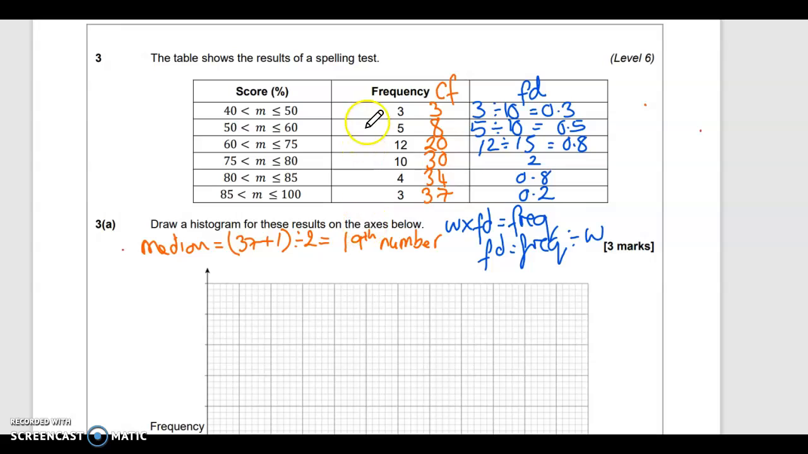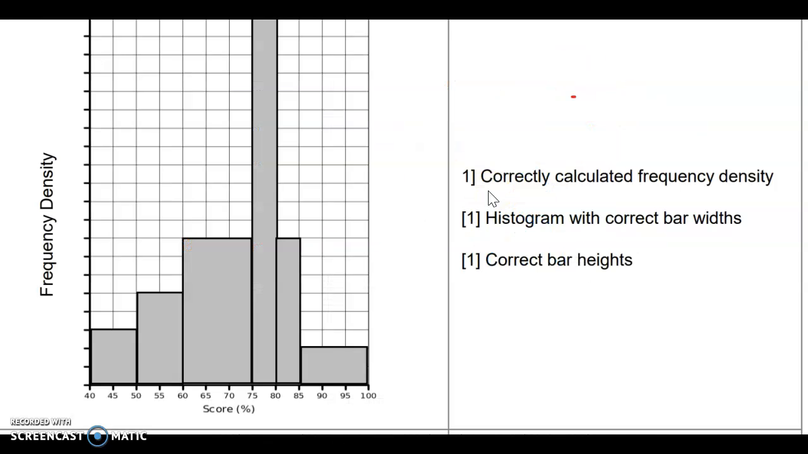So the 19th number is not in the first bar because that's only up to the third number. It's not in the second bar because that's up to the 8th number, but it is in the third bar, which is up to the 20th number, so it's in here, okay? So we need to do a bit more breaking down of the chart itself.